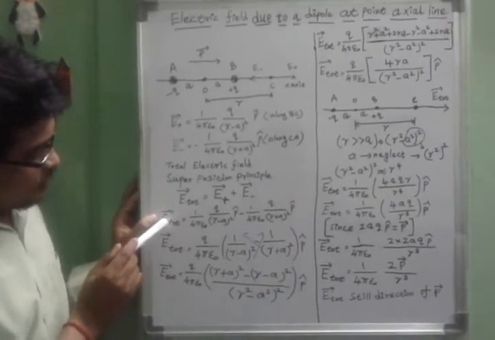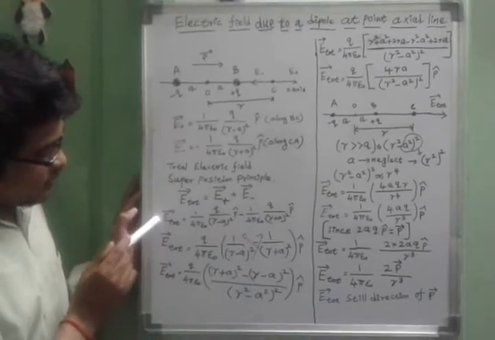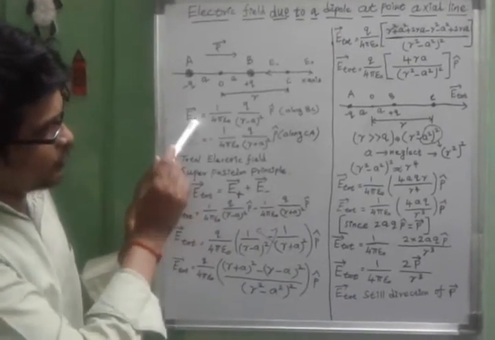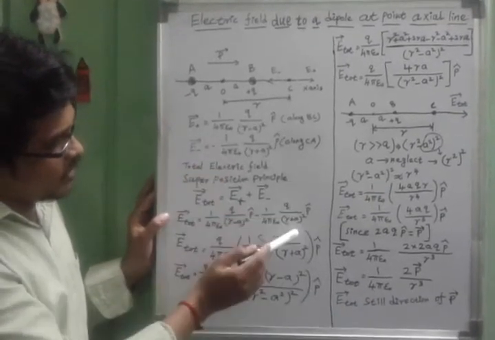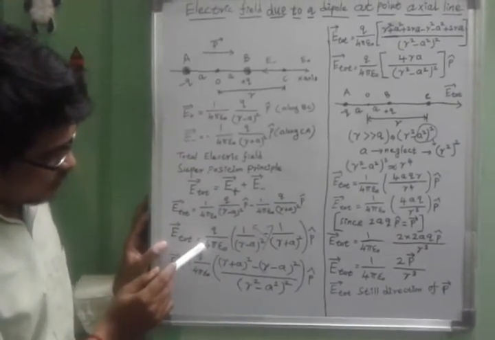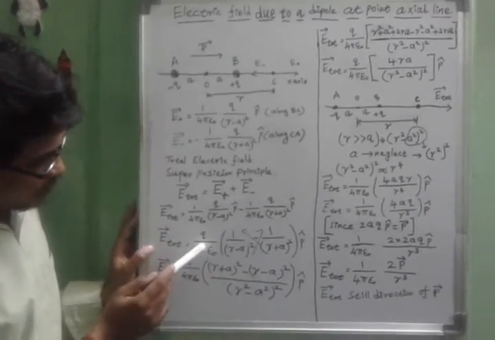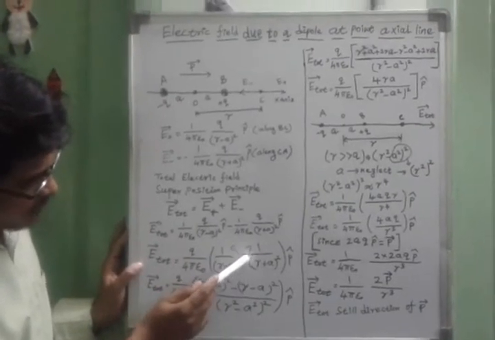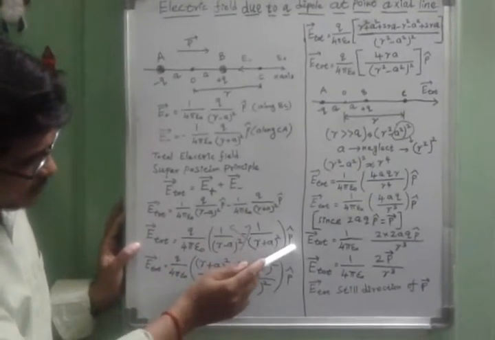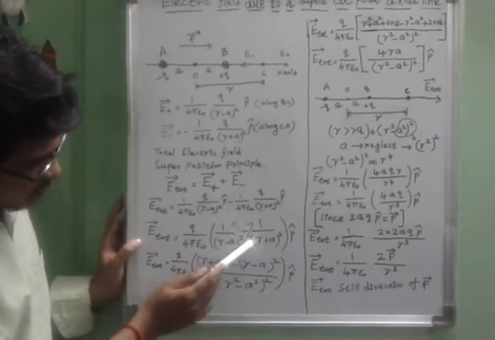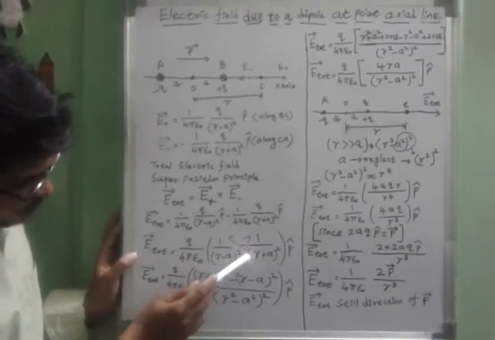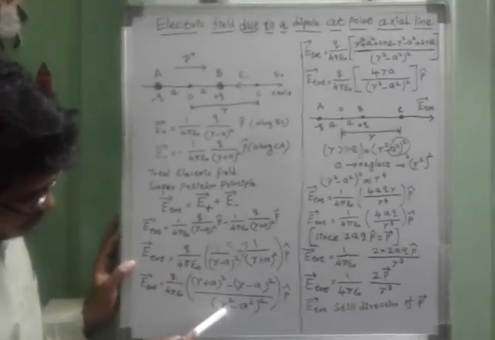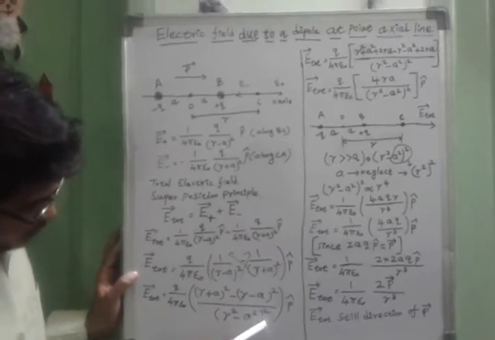Substituting the values of E plus and E minus, the total electric field equals the common term q by 4 pi epsilon naught, times 1 by (r minus a) the whole square minus 1 by (r plus a) the whole square, into p cap. Cross multiplying, we get (r plus a) the whole square minus (r minus a) the whole square over (r square minus a square) the whole square, into p cap.